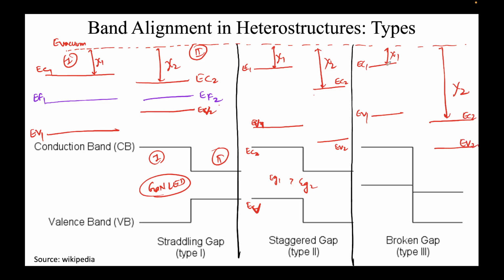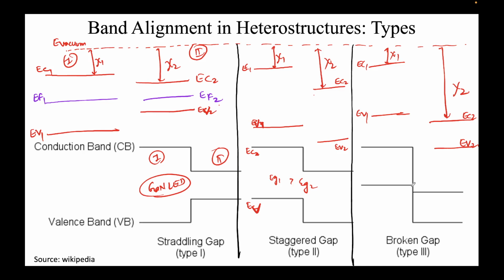So if you form a junction in this case 3 or type 3, you'll get something like this. This is called a broken gap. You can see that the conduction band and valence band are essentially aligning here, but there will be some depletion and some other factors that come into the picture, so the realistic picture will look somewhat different from what is seen here. Okay, so these are the three different ways in which these can be arranged, right?